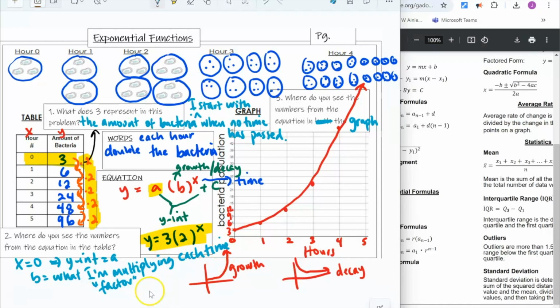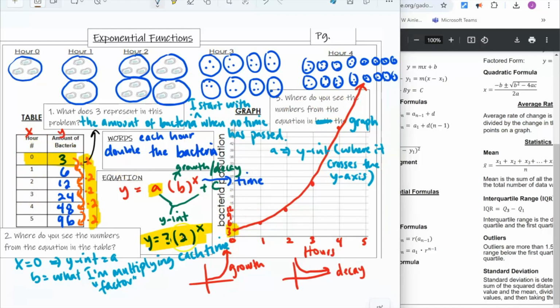All right, so where do I see the number 3? I see number 3 right here, so that's my y-intercept. From the graph, A is the y-intercept, where it crosses the y-axis. This way you know wherever it crosses the y-axis, that's your A. So whether I'm looking at the table when x is 0 or the graph, I know how to find A from both.